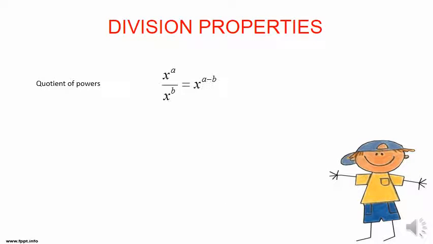So the division properties, the first one, when you have the same base, you subtract the exponents. The other one, when you have powers having same exponent, the exponent is distributed over division.